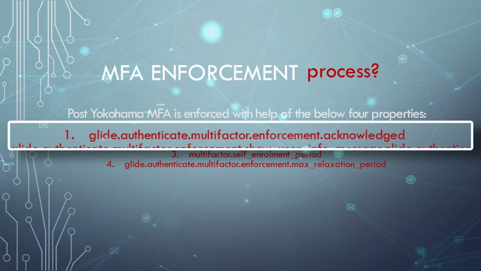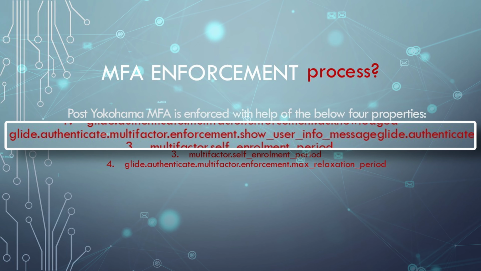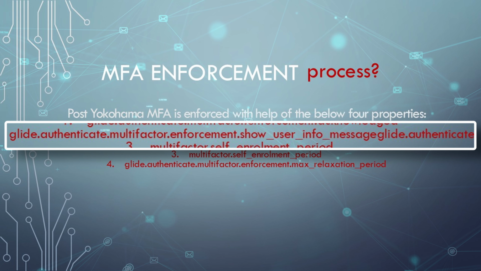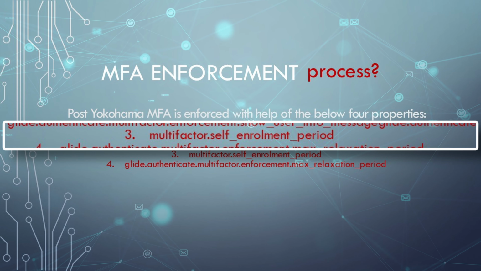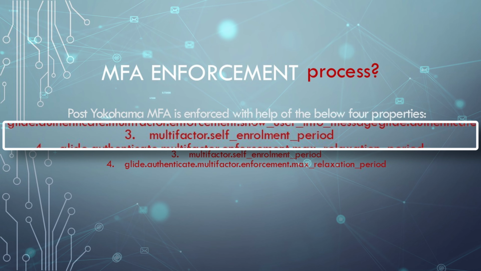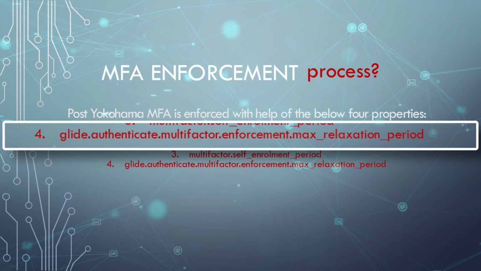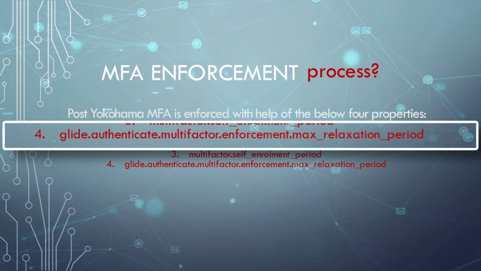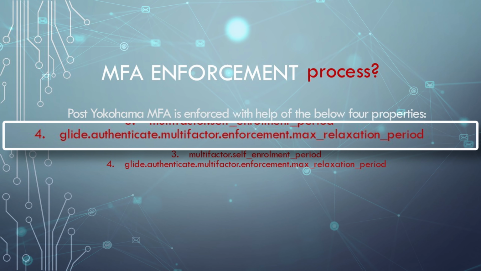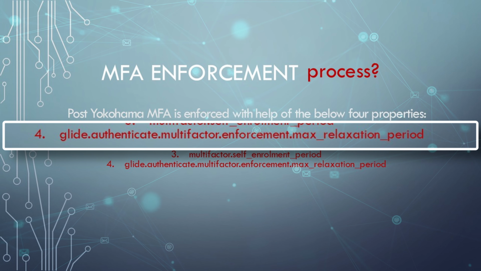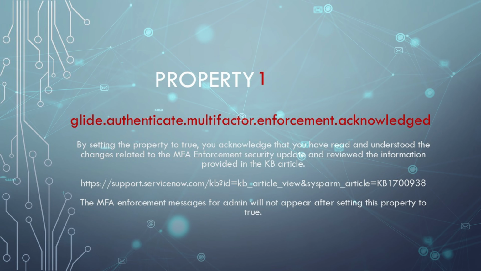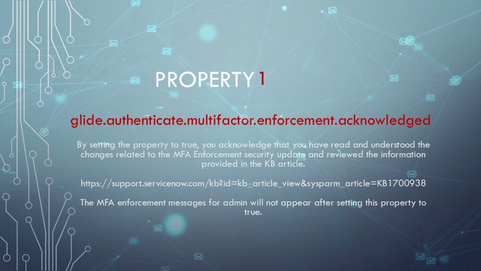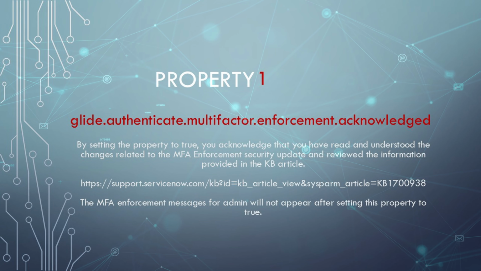So the first property is for the enforcement acknowledgement. The second property talks about the user message for MFA enrollment. The third property talks about the enrollment period after the upgrade or when you enable MFA on the Yokohama instance. And then the last property talks about the maximum relaxation time a user could get if they have not already logged into the system after the upgrade. We'll talk about it in depth in later slides. So let's move on to the first property of our video, which is the enforcement acknowledgement.